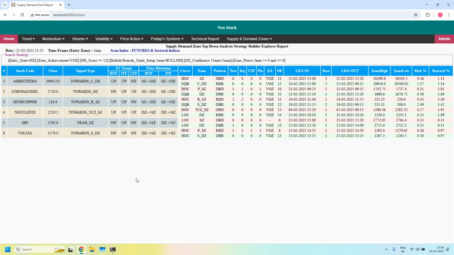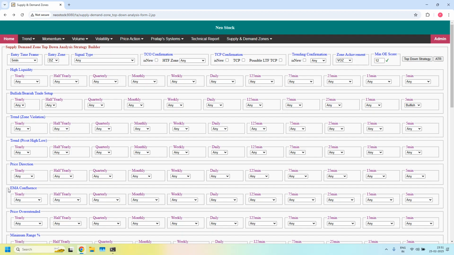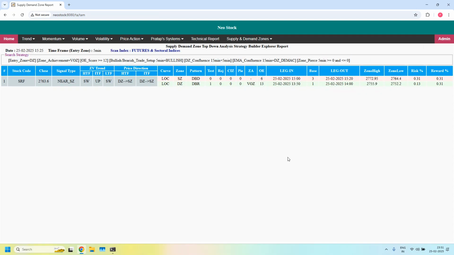If any of these 15 minutes demand zones are having daily EMA Confluence, that zone might be having a higher probability to get success. Let's verify. In the EMA Confluence 15 minutes time frame, I am checking 15 minutes demand zone having daily EMA Confluence. So one stock is filtered. So this 5 minutes demand zone is having high probability to get success.